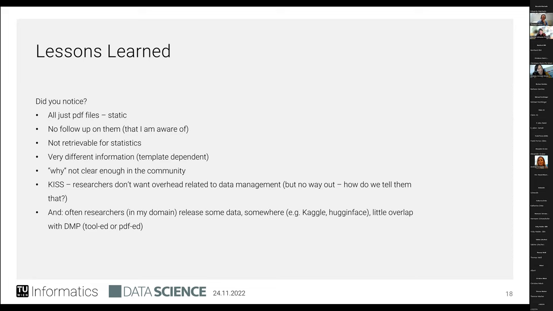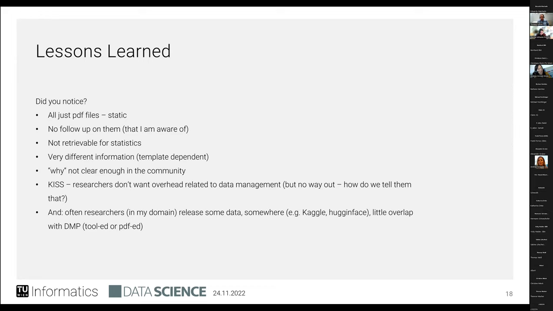Then there are a lot of things that are not clear, especially the why question in the researchers' communities. Yeah, you force me now to create these documents, but I don't see the benefits yet. And from my interactions with all the various actors while creating these data management plans, they abhor additional overhead. They want to do their research, they want to publish the papers and so on. The data for them, yes, in my domain, it's there, but I don't want to start now describing it. So the main message I got from these people is that, yeah, please keep it simple.